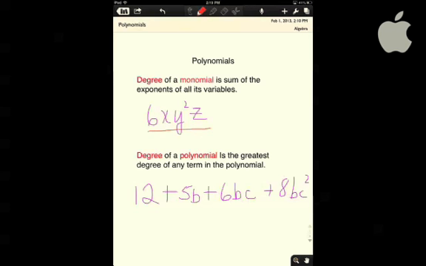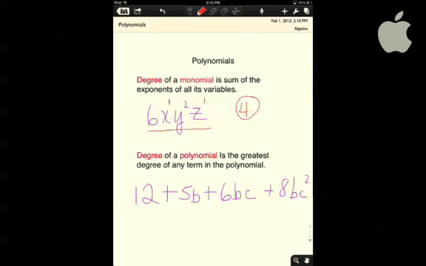6 is not a variable, so we don't have to look at its exponent. x is a variable, its exponent is 1. y has an exponent of 2, and z has an exponent of 1. If I add up all of the exponents, 1 plus 2 plus 1, I get 4. So the degree of this monomial is 4. The degree of the polynomial is the greatest degree of any term in the polynomial.